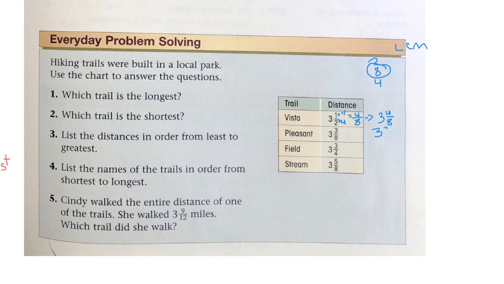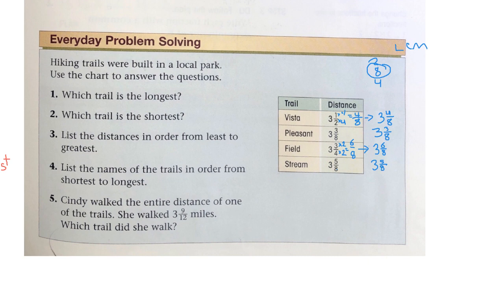3 and 3/8 already is eighths. The 3 and 3/4 would change because it takes 2 4's to get to the 8. And 3 times 2 is 6. So now this mixed number is 3 and 6/8. And 3 and 5/8 already is eighths.